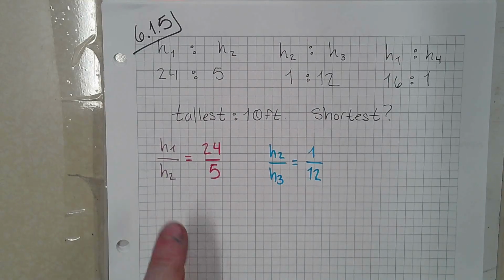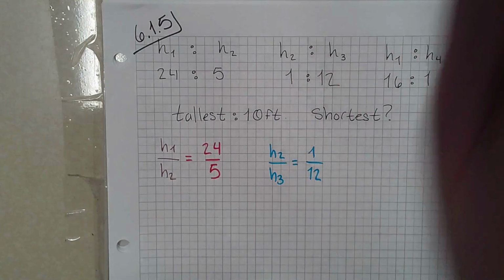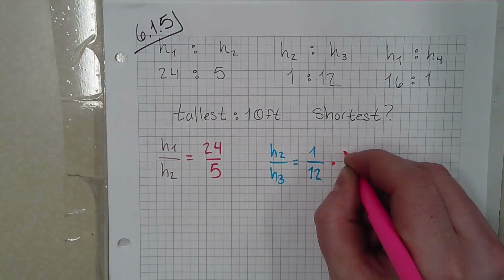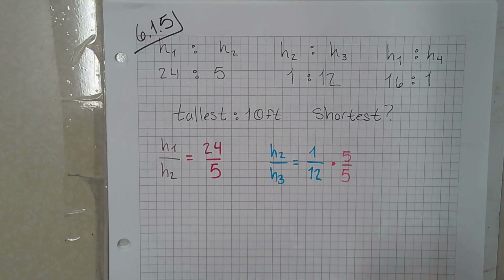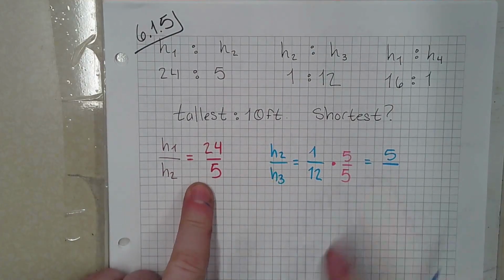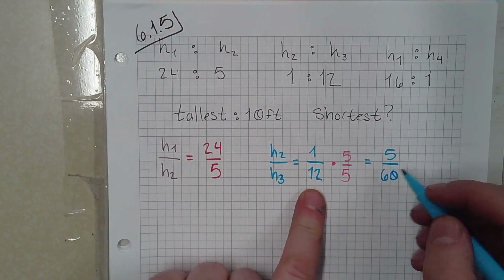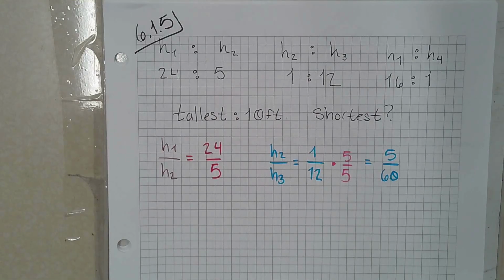So if you notice, height 2, we're thinking of this as 5. Well, what if I multiply this by 5 over 5? That won't change anything. What it will do is allow us to see this relationship as 5 for height 2, which is the same as this, to 60. And 5 to 60 is the same thing as 1 to 12. But now it's really easy to compare these guys, right?